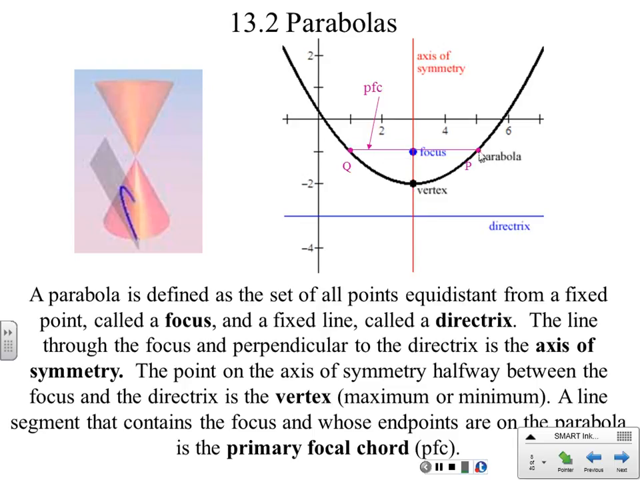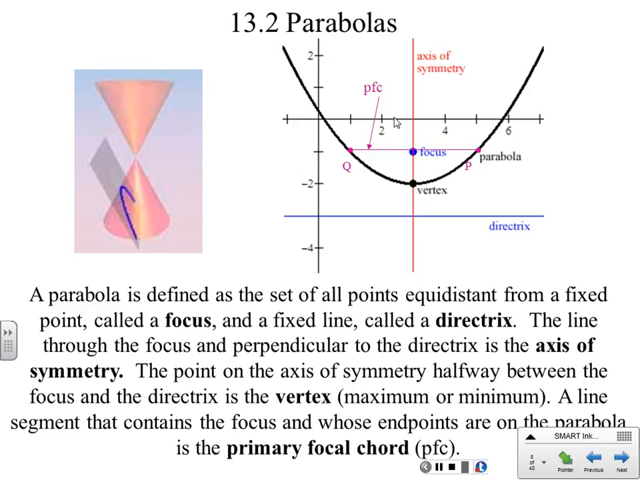Well, now we're going to throw something else in there called the focus. The focus. And the directrix. Those are 2 things that are new. Okay? Now, the distance between your 2 points that are mirror images is called a primary focal chord. And I'm going to ask you on the test to label every single one of these. For every parabola that you draw for me, I'm going to ask you to label every single one of these.